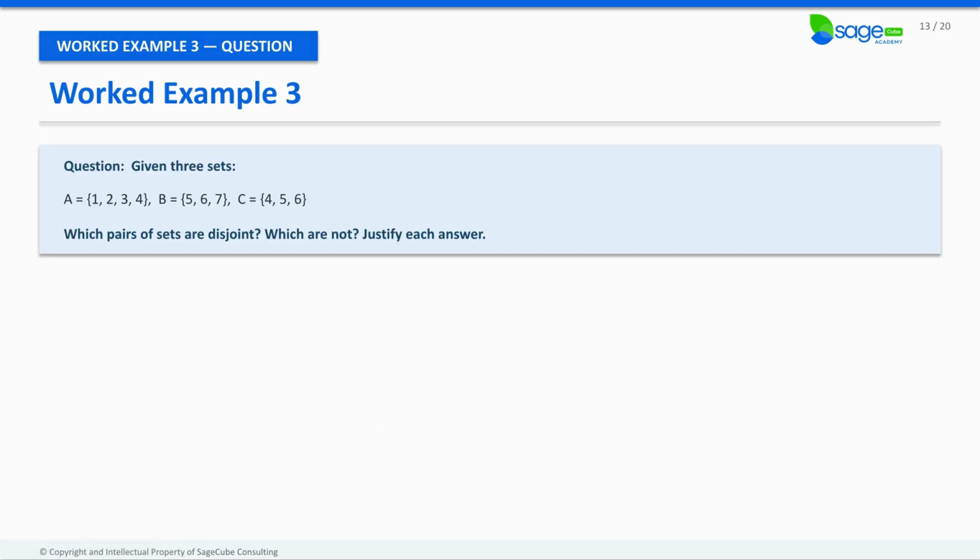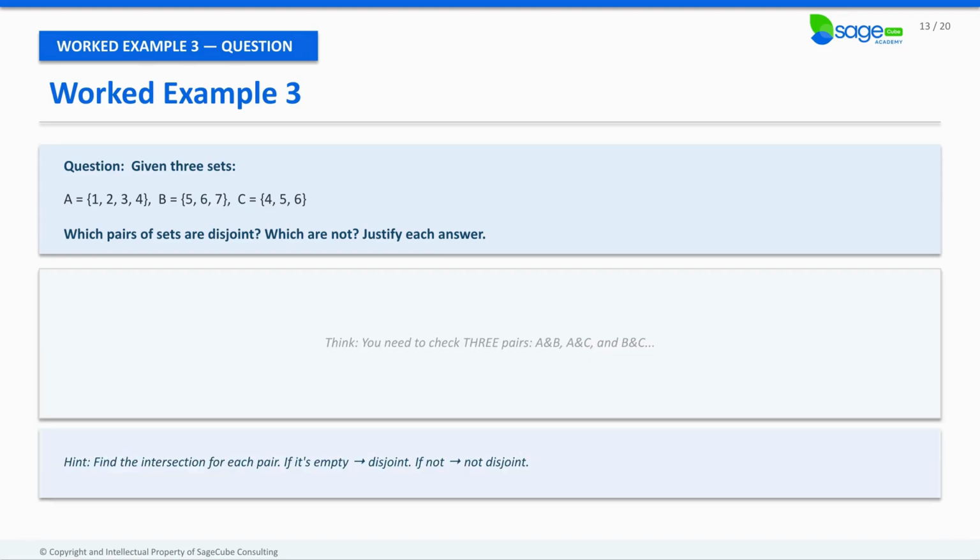So here we have 3 sets. A equals 1, 2, 3, 4, B equals 5, 6, 7, and C equals 4, 5, 6. We're looking at which pairs are disjoint, which are not. Then we justify each answer. So A, 1, 2, 3, 4. So let's look at A and B. Then we look at A and C. Then we look at B and C.